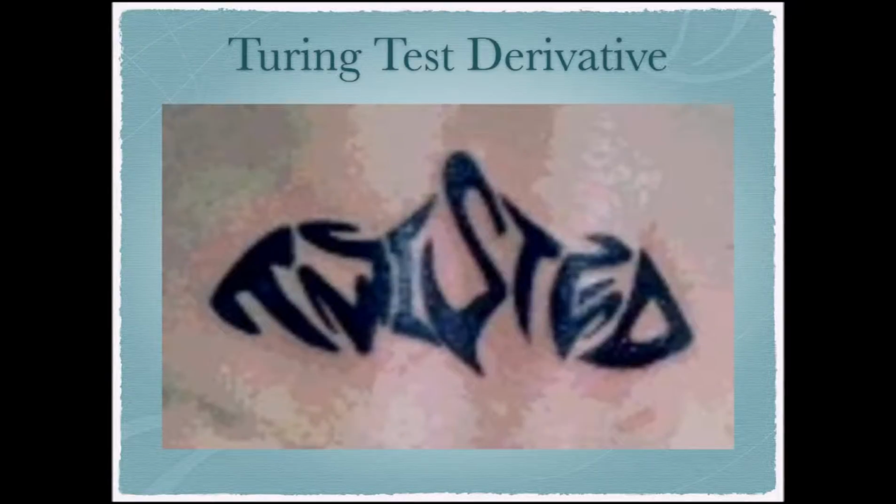A derivative of the Turing test is designed to tell computers and humans apart. The Turing test was administered by humans targeting machines. The derivative test is administered by a machine targeting humans. And you see here the letters T, W, I, S, T, E, D, which we can read, but presumably a computer cannot. And you've all seen this type of question when you're trying to fill out an application online, and it wants to determine that you're not a robot.